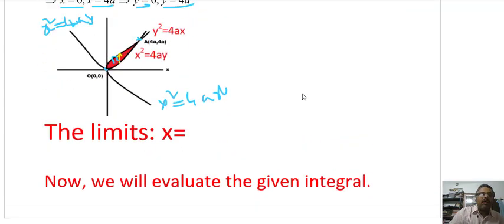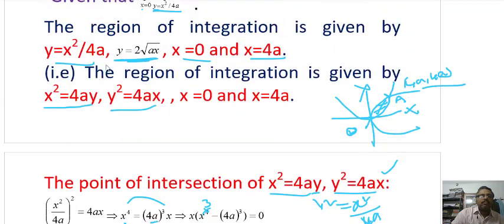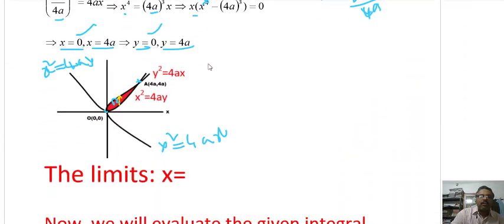Now, change of order of integration means here we integrate with respect to x first, then with respect to y. For this purpose, first with respect to x, then with respect to y. X limits along the x-axis. What is the first curve along the x-axis? This is the curve, this parabola.